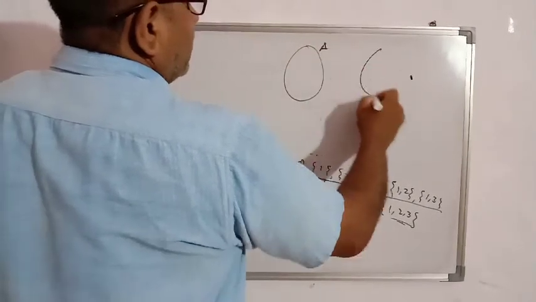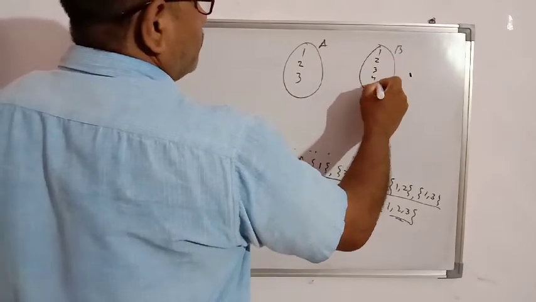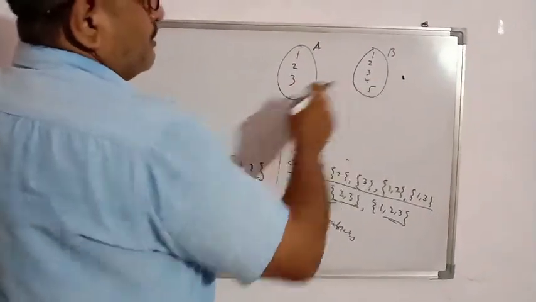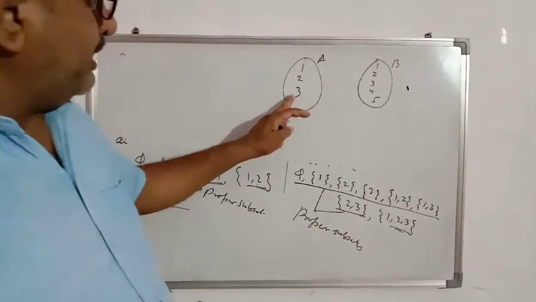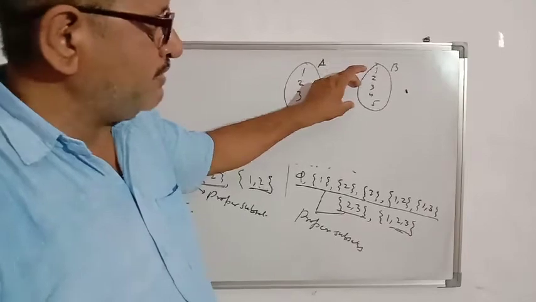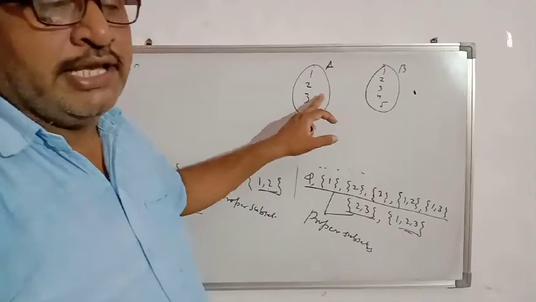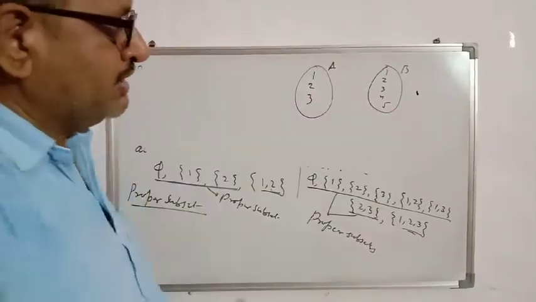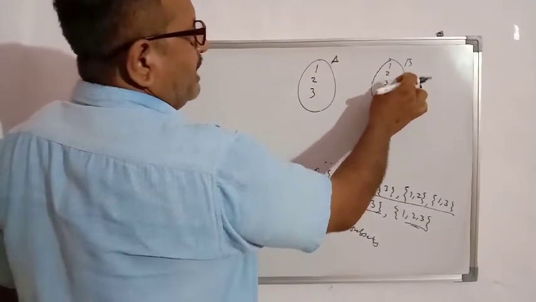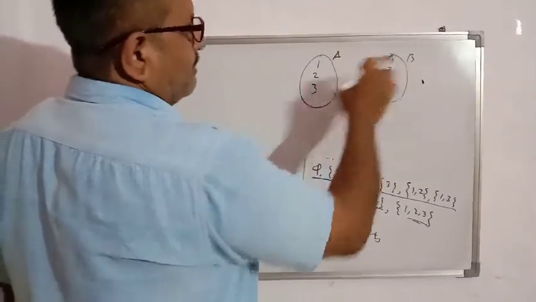Suppose there is a set A and this is the set B. Set A contains 1, 2, 3. Set B contains 1, 2, 3, 4, 5 like this. A is called a proper subset of B if every element of set A lies in set B, and set B contains some extra element which does not lie in set A. Listen again. If every element of set A lies in set B and B contains some extra element which does not lie in set A, then A is called a proper subset of B.